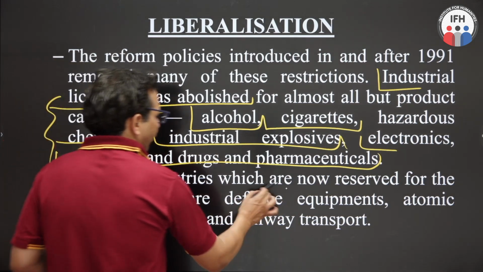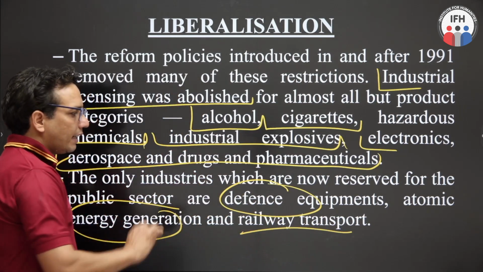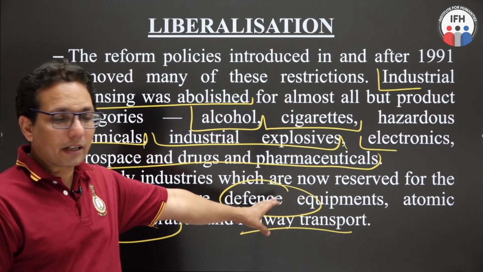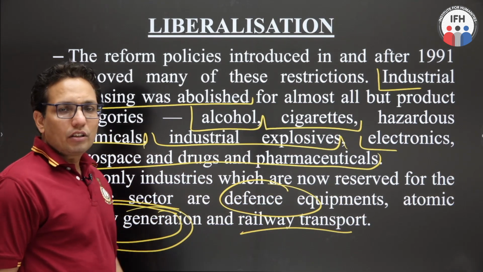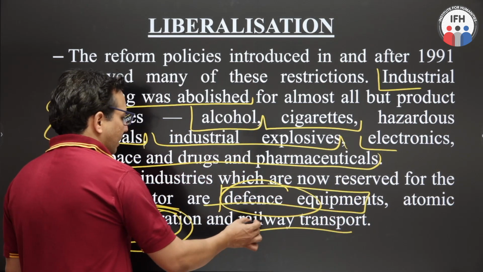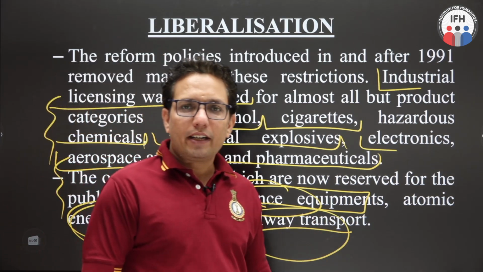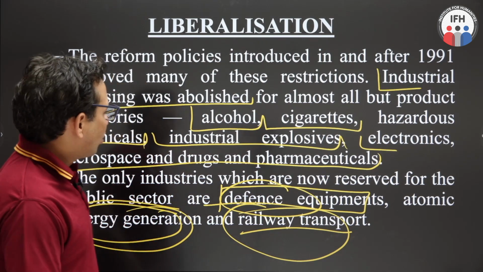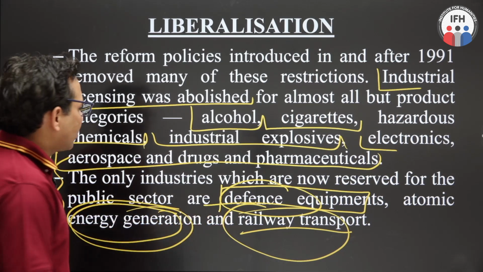Now, defense equipment, atomic energy generation and railway transport. It is given in NCERT that only these sectors are reserved for the public sector, but now only atomic energy generation is reserved for the government. Defense equipment, private companies are setting up, and government has decided that there would be privatization of Indian railways also. We would also have private trains as we have private buses. So only atomic energy generation is reserved for the government entities now.